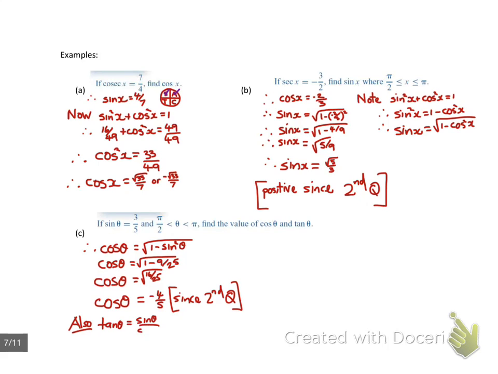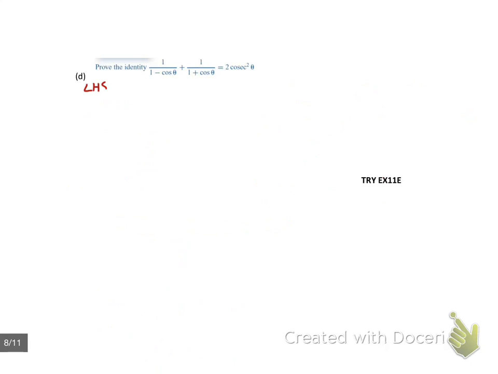Also to find tan theta, we'll just say sine theta over cos theta. So we get 3/5 on negative 4/5, and we can cancel there to get negative 3/4. Now we're going to look at some identities.